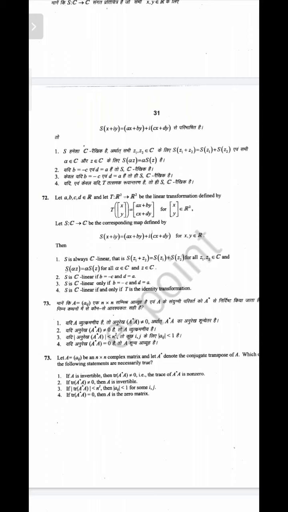Wait. I think trace is 0. If A is invertible, then trace of A star A is non-zero. If trace of A star A is non-zero, then A is invertible.